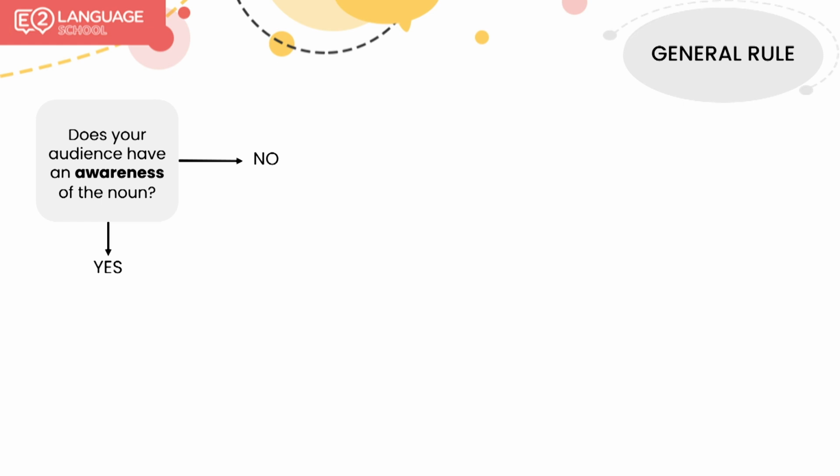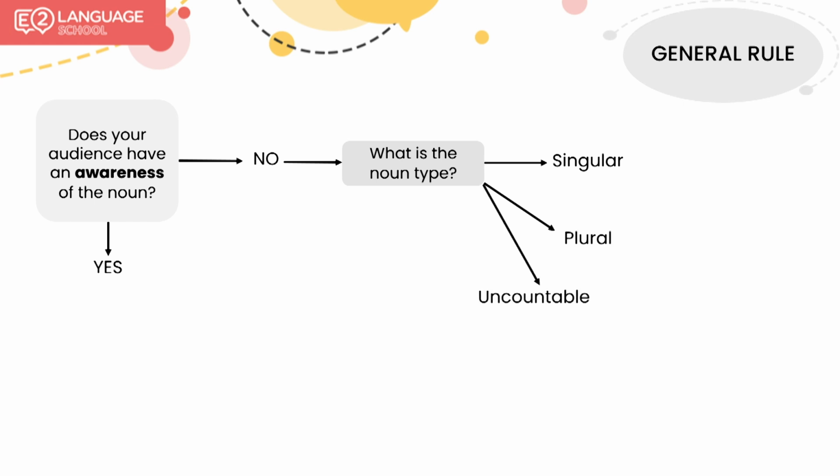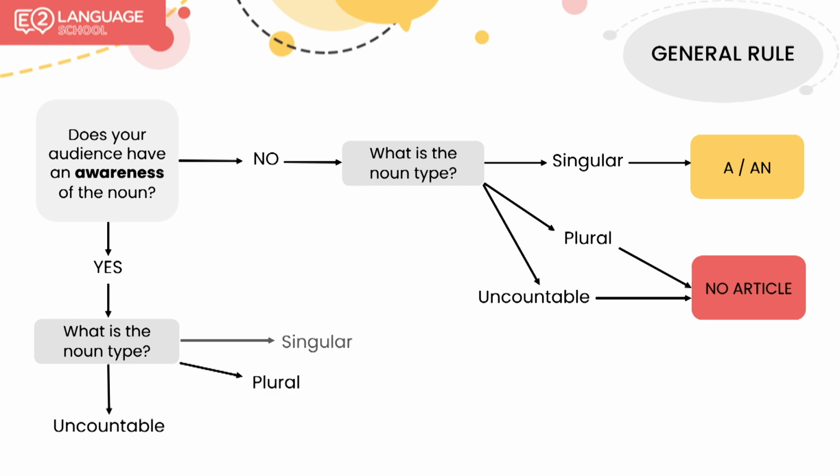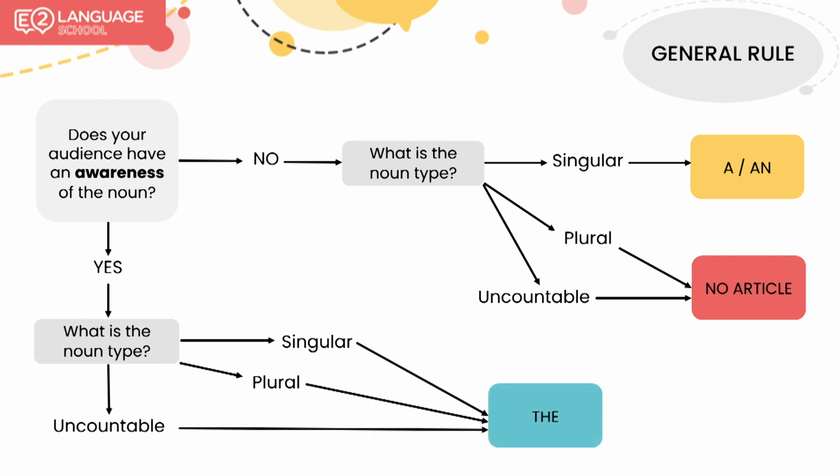If the answer is no, then we need to ask this question. Okay, what's the noun type? If the noun type is singular, or plural, or uncountable, for singular, we need to use a or an. And for both plural and uncountable, we use no article. Now, moving back, we need to ask the same question. Does your audience have an awareness of the noun? If the answer is yes, then again, we ask what is the noun type? And this one's easy. If there is an awareness for both singular and plural and also uncountable, we always use the.